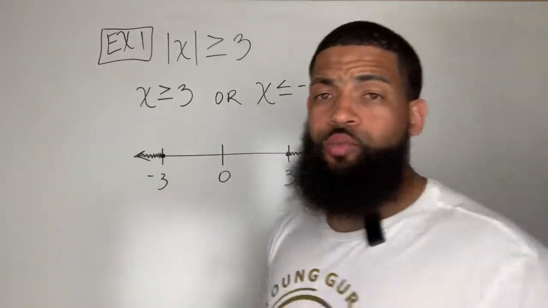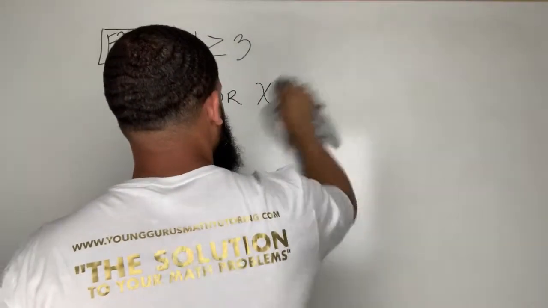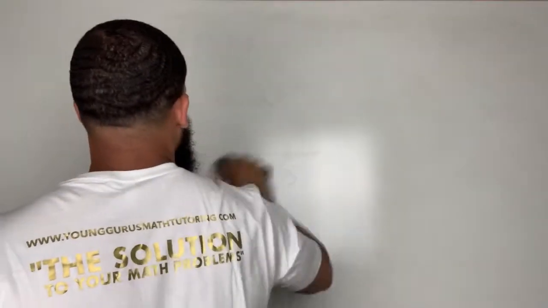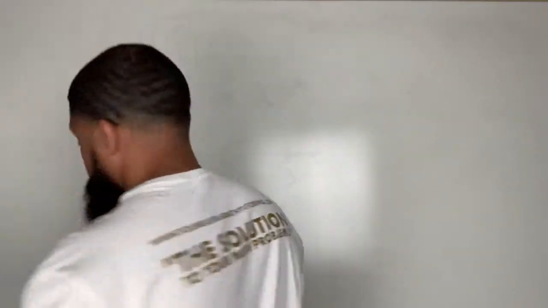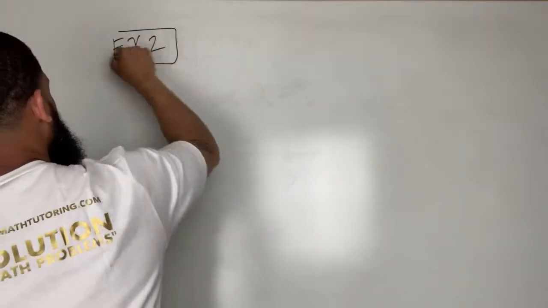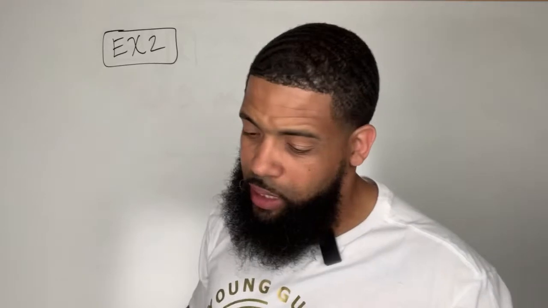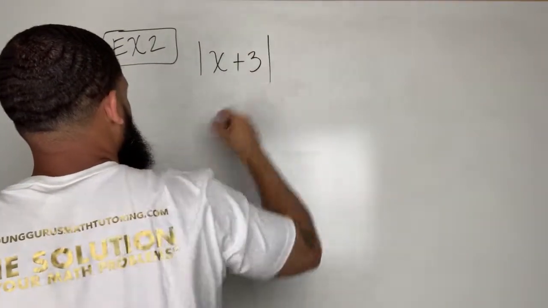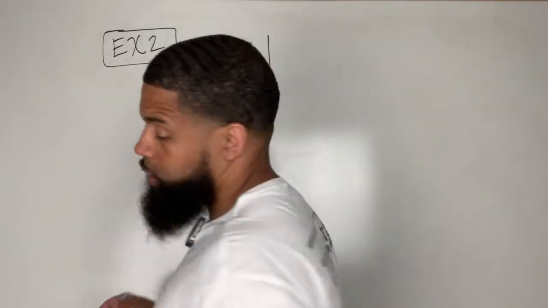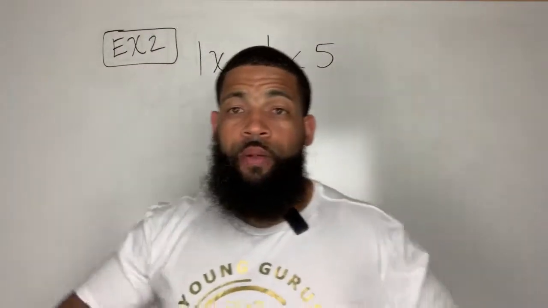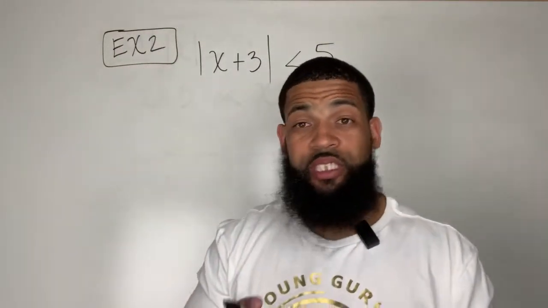Let's get into a little more complicated example. All right, example number 2. I want to have the absolute value of x plus 3 is less than 5. Now in this one, we're going to do something slightly different.